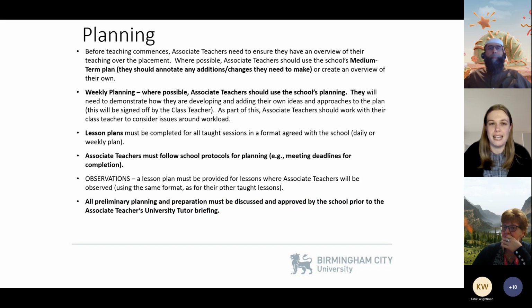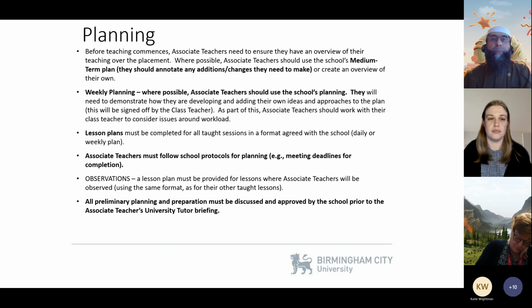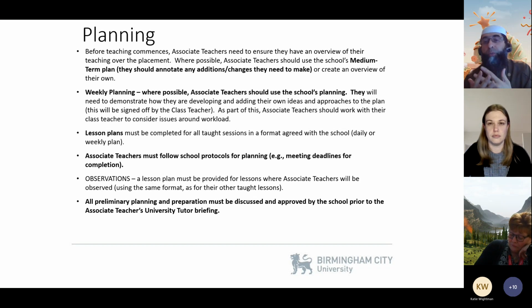Imran, did you want to talk about the planning? Yes, that's fine. So the expectation is that associate teachers need to ensure that they have an overview of the teaching that is taking place over placement. And for this, they should have access to midterm plans. These midterm plans, we expect them to engage with, to annotate, to begin to try and personalize them as much as they can.